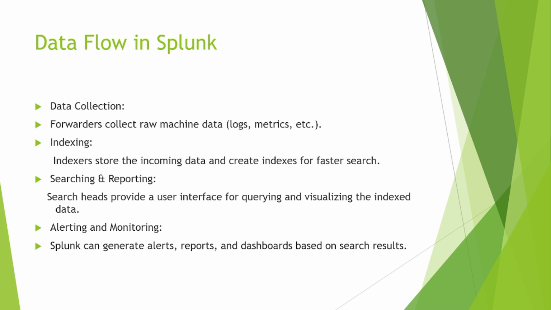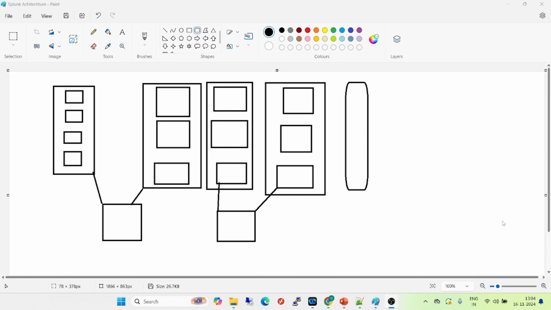Before that, I just wanted to go through the data flow in Splunk. The first step is data collection, forward the data, then index the data, then search and report on the data and create knowledge objects like alert monitoring, and Splunk can generate alerts, reports and dashboards based on your search results. Now I'm going to show how this Splunk flow works and how each component works. For that I have drawn a simple graphic in Paint and I am going to explain.